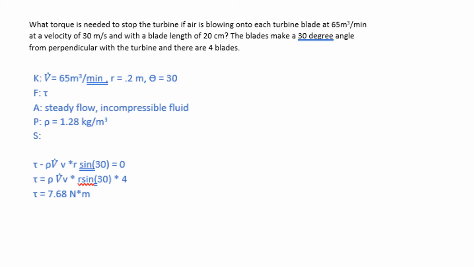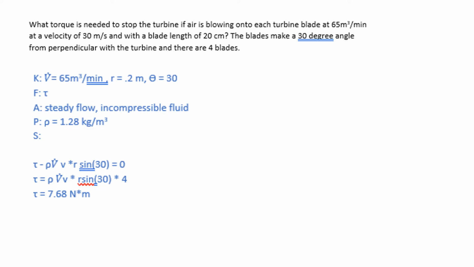There are 4 blades. So our knowns are V dot, the volumetric flow rate, the radius of the blades 0.2 meters, theta 30 degrees, and the velocity of 30 meters per second. We're going to find the torque needed to stop the turbine. We're going to assume steady flow and incompressible fluids. Later questions will cover those two assumptions. And then in properties, the density of air is 1.28 kilograms per meter cubed.